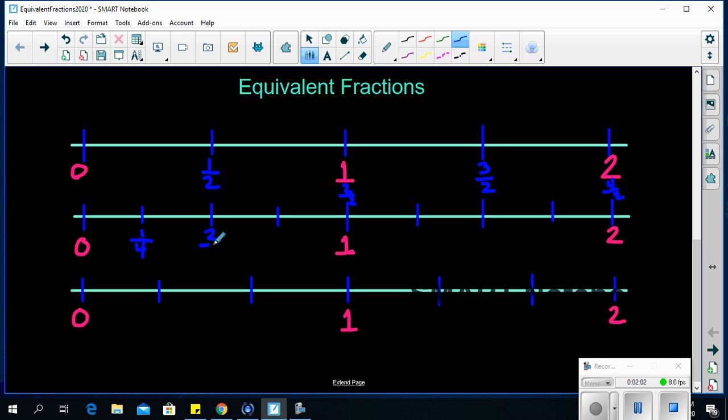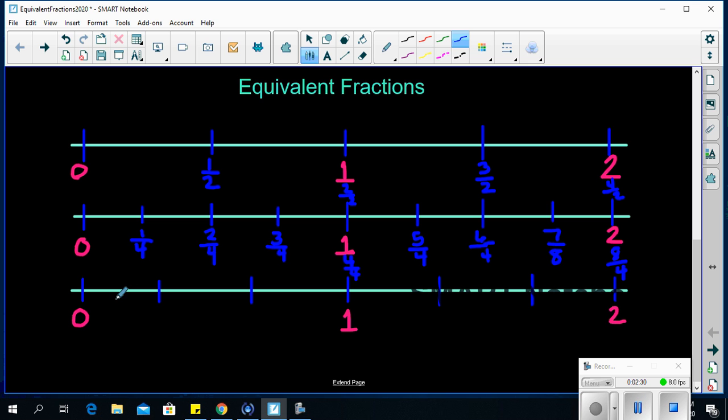So then we have 2/4, 3/4, 4/4, which is the same as 1 and the same as other things. 5/4, 6/4, 7/4, and 8/4.